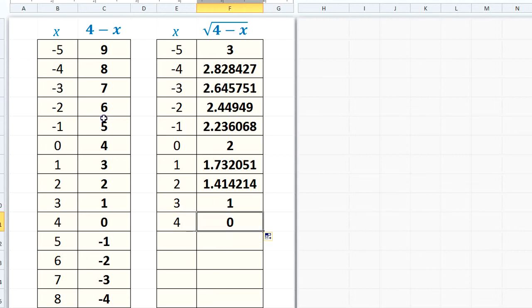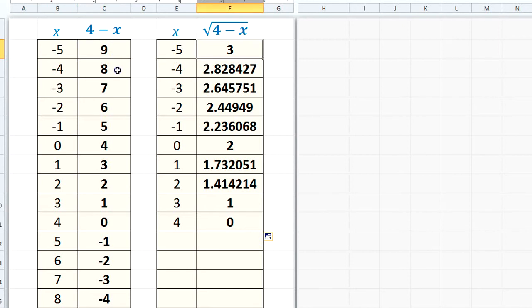Now, if you look at what happens to these values from this table to this table, you can make some sense of what's happening here. The only difference between these functions, 4 minus x and the square root of 4 minus x, is that whatever these values are here, these values are their square roots, right? Negative 5, 9 becomes negative 5, 3. You can think about this like a transformation almost that you're applying to this graph. It's like you're applying a square root transformation where you're taking this value and taking the square root of it.